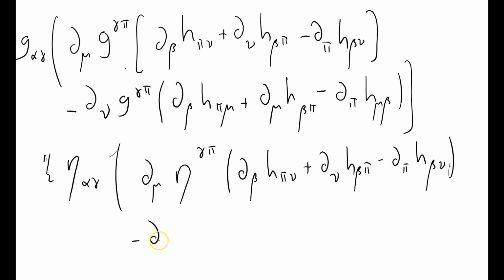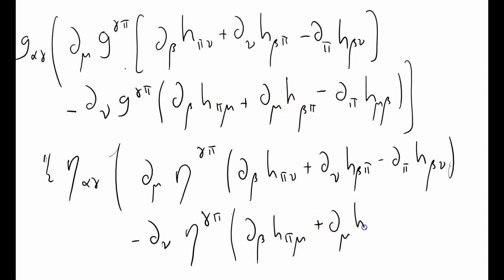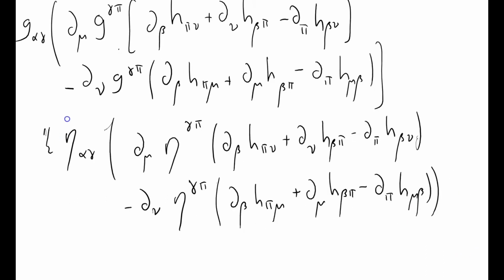Minus di nu. Oh no, it's not a g anymore. I can replace that g with another eta gamma pi. That's quite nice. You see, it's going to factorize, and we'll use the fact that it's an eta rather than a g later. Di beta h pi mu, copying from here, plus di mu, copying from here, h beta pi minus di pi h mu beta. Close again there.